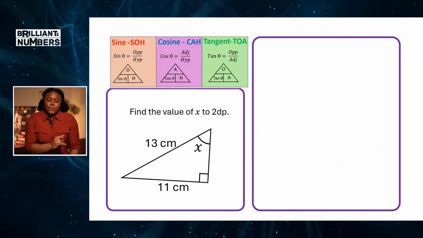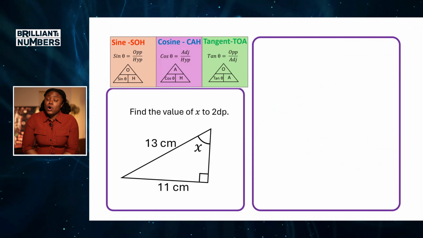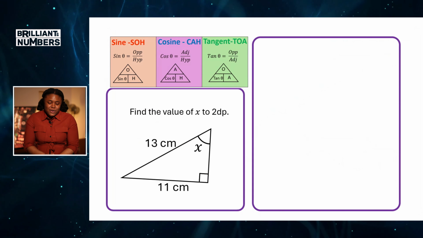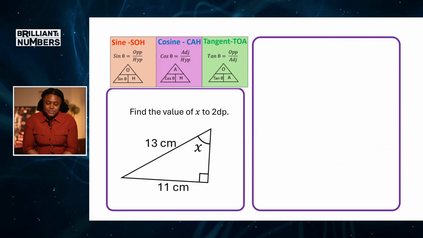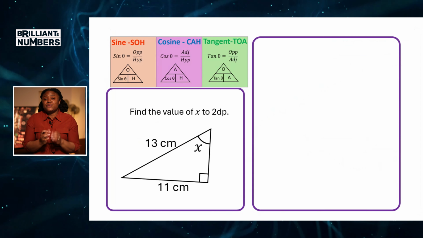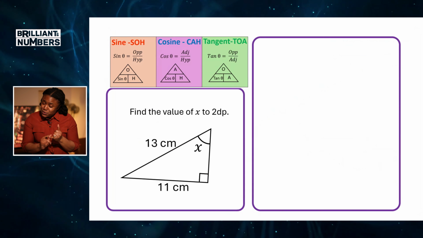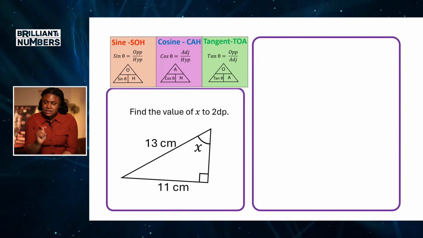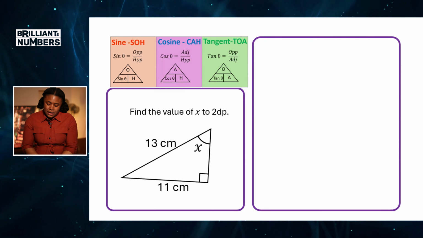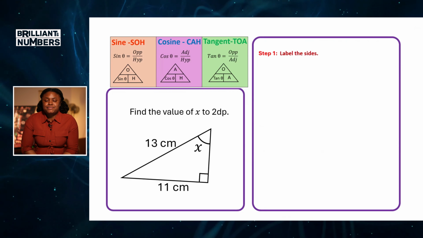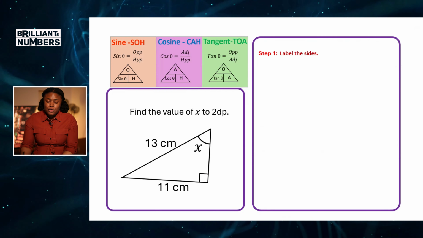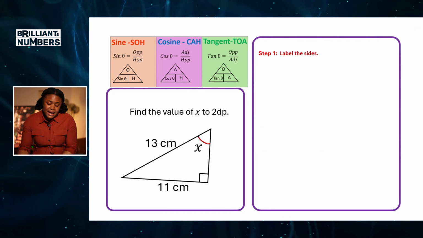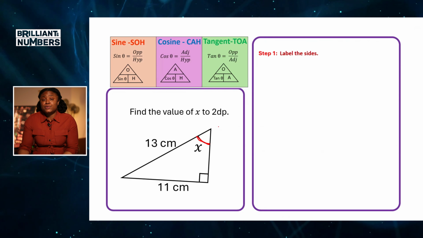Okay, so now we are going to find an unknown angle. Not difficult at all. So we are asked to find the value of x to 2 decimal places. This time we recognize we do not know the angle, and x is the angle. Concept remains the same. So then I go for my first step. I need to label the sides. Reference point, the angle. So I go to my angle. I notice here now I know 2 sides, very important.